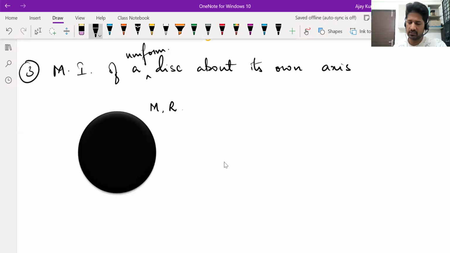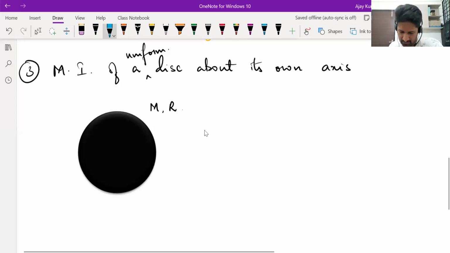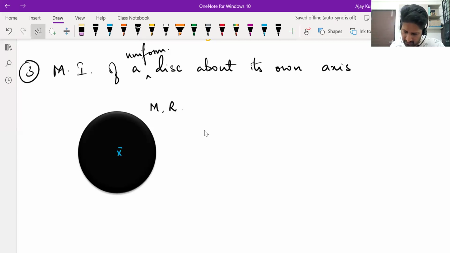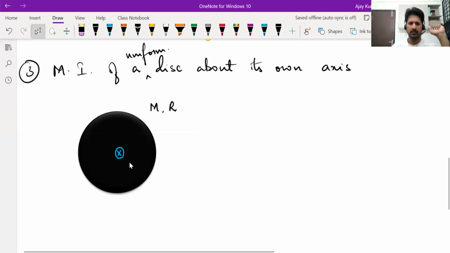Derive its moment of inertia about its own axis. As I said, own axis is an axis passing through the center perpendicular to the plane of the disk. So it will be here. Now clearly, all particles of the disk are not at the same distance from this axis. Some particles are close, some particles are far. Maximum distance is capital R. Okay, let's do some qualitative analysis first before we get to the answer, derivation.